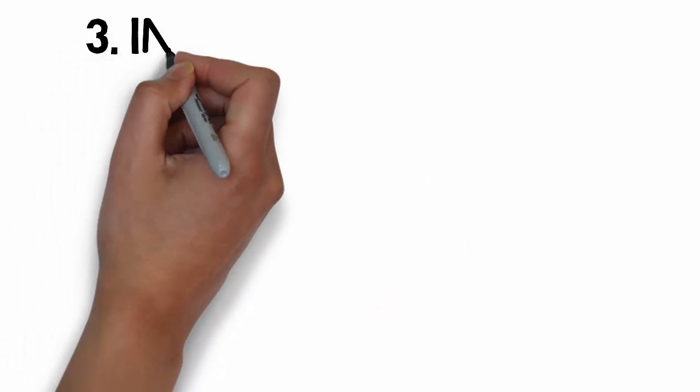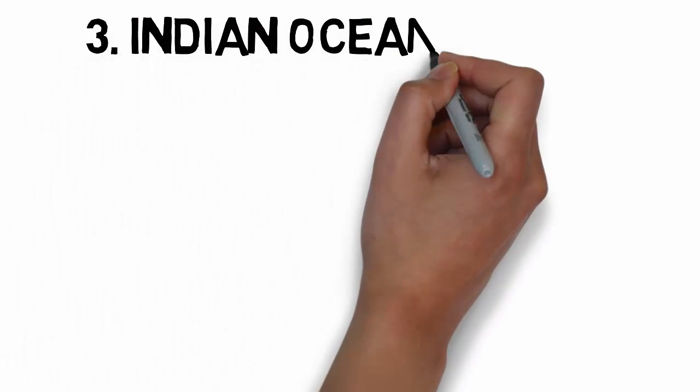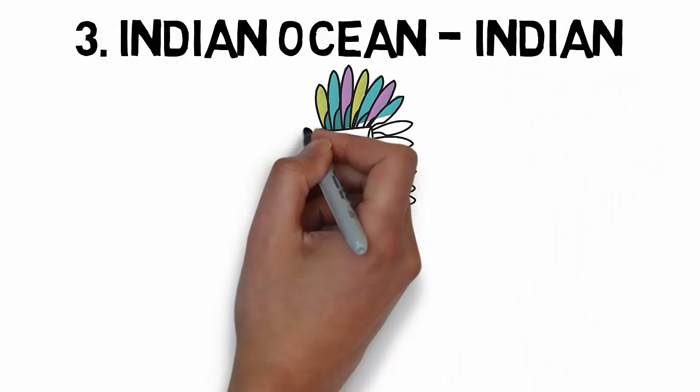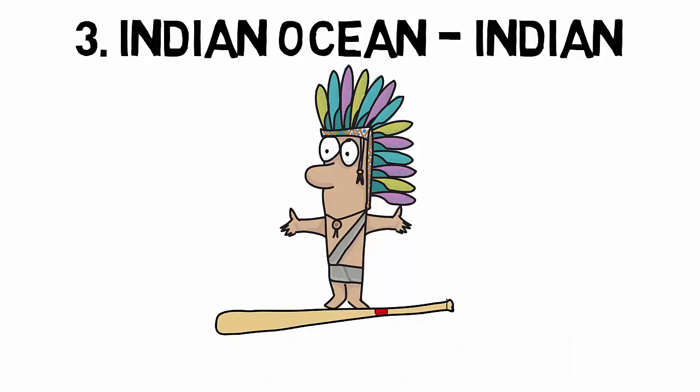The third body of water is the Indian Ocean. So the image we're going to have for that is an Indian. So maybe the Indian grabs a bat and uses the bat to jump into the water and kind of uses it like a surfboard. Starts surfing around the pool on the bat. So that's what we're going to picture for the Indian Ocean.